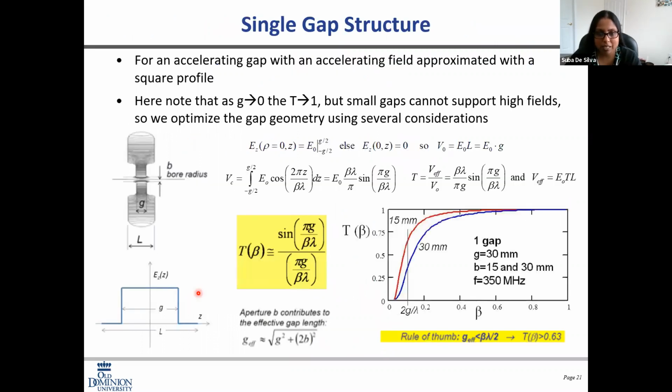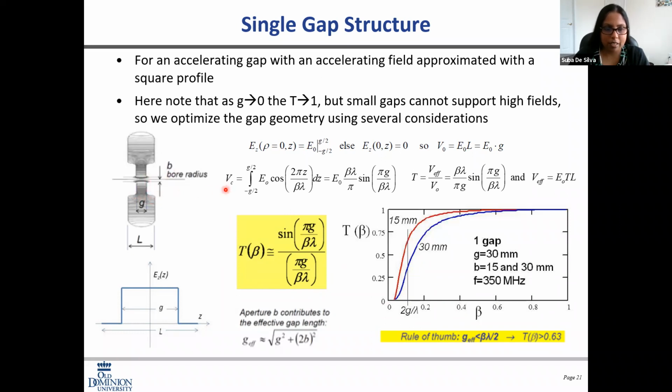So let's quickly look at a single gap structure, and then I will later show a two gap, and then you can use those to do multiple gaps and determine whether you need to do a single gap cavity or a multiple gap cavity, or how many gaps you would want in a particular design. So here I have a single gap with an aperture radius of B, and the gap is defined as G.